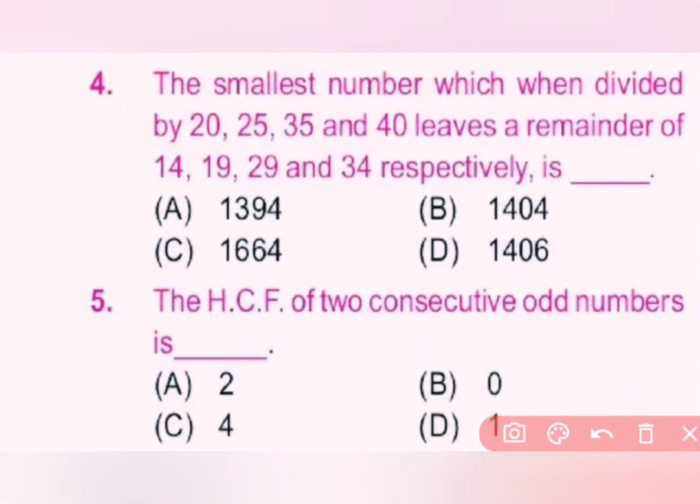Question number 4. The smallest number which when divided by 20, 25, 35 and 40 leaves a remainder of 14, 19, 29 and 34 respectively is dash. Here the difference between the divisor and the remainder is 6 in all cases: 25 minus 19 is 6, 35 minus 29 is 6, 40 minus 34 is 6. Their LCM is the smallest number which is exactly divisible by 20, 25, 35 and 40. So we first find out their LCM.